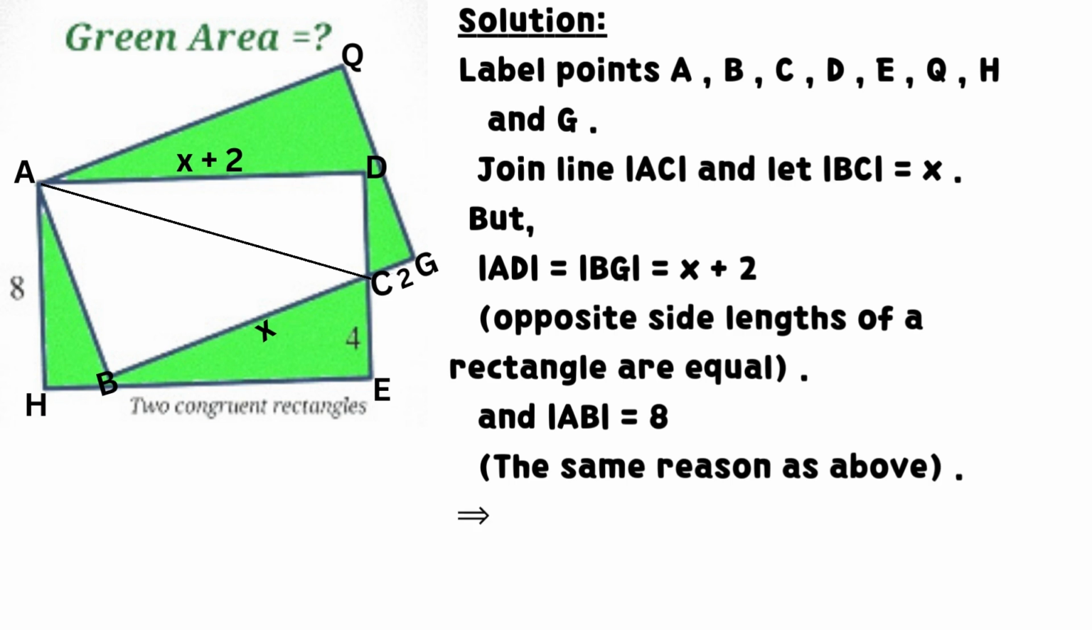But line AD equals line BG, which equals the sum of X and 2. It is because the opposite side lengths of a rectangle are equal. And line AB equals 8.